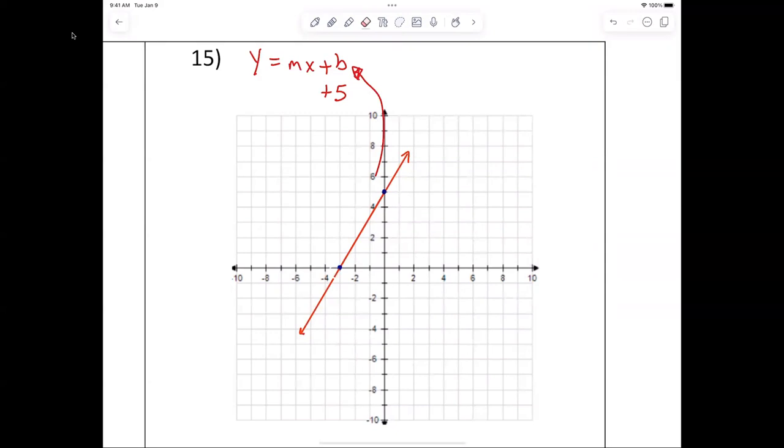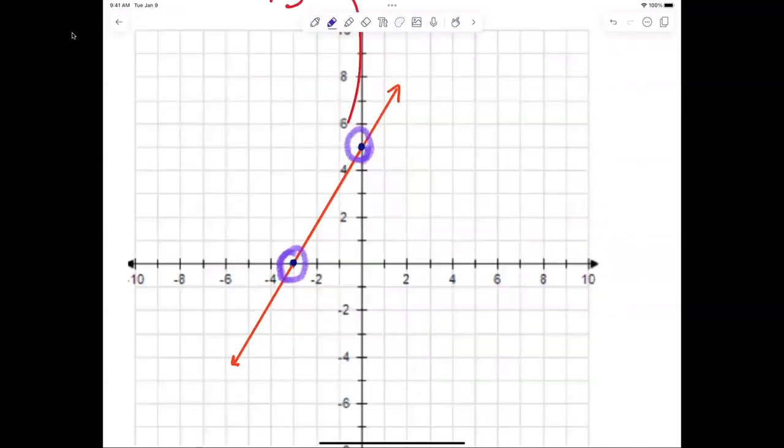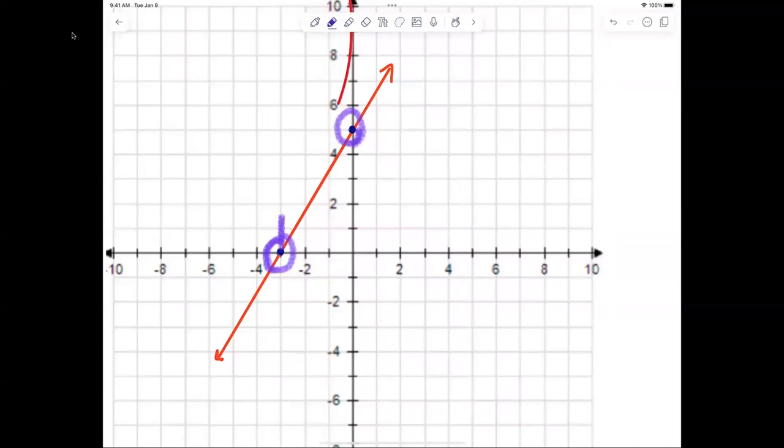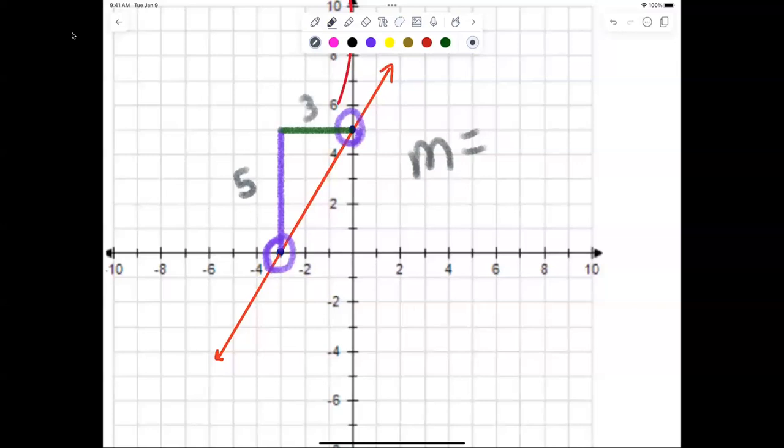I'm moving from this point right here to this point right here. So how did I do that? I went from here all the way up here, and then I went all the way over here. How many did I go up? I went up 5, and then I went over how many? So the slope is equal to what? Yes, 5 over 3. That's what the slope is.